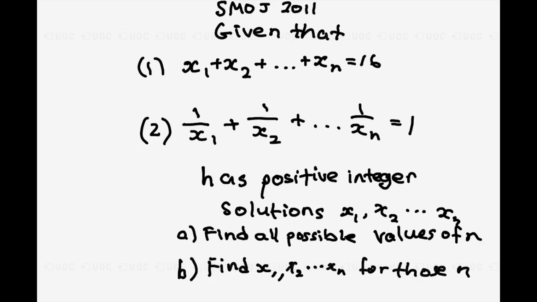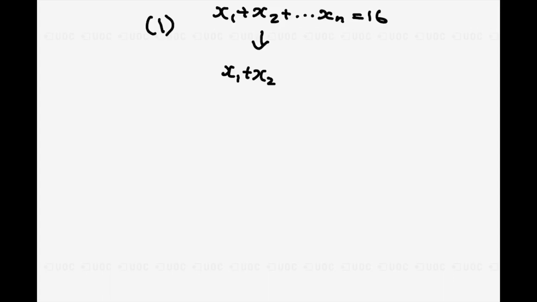Okay, so first we're going to transform equation 1. In case you remember, x1 plus x2 plus ... xn is 16. So we can say that (x1 plus x2 plus ... xn) over n, which is the arithmetic mean, is equal to 16 over n.